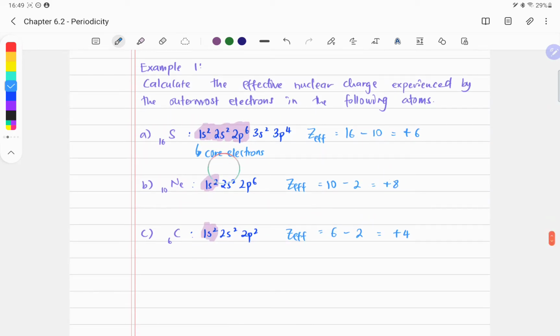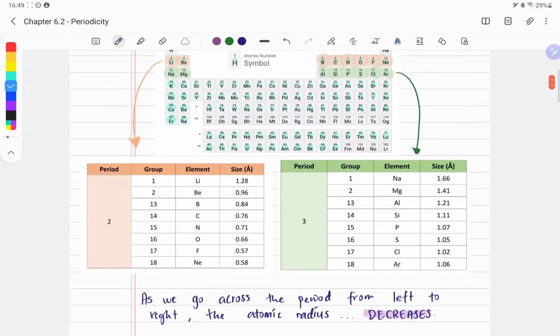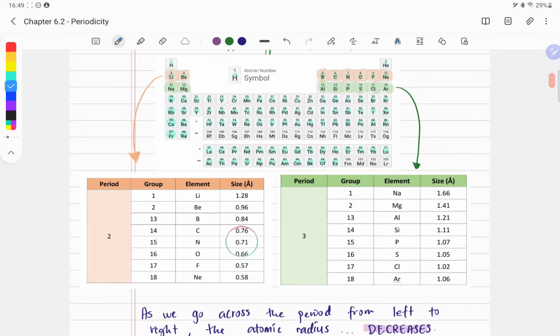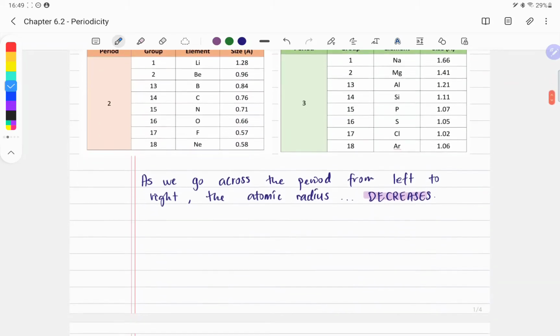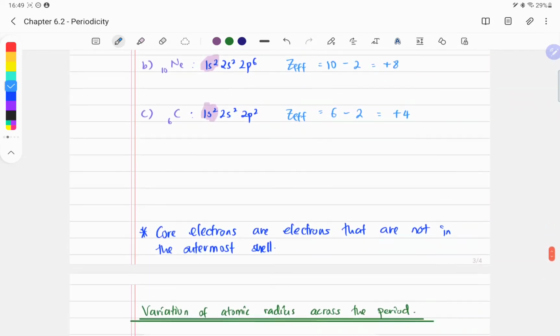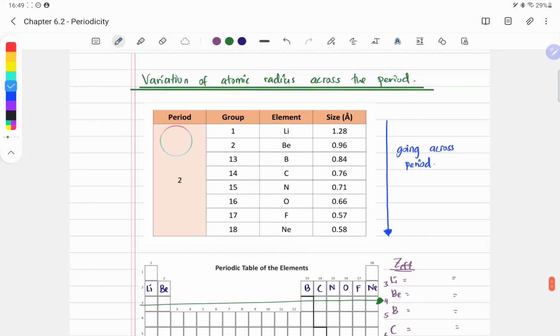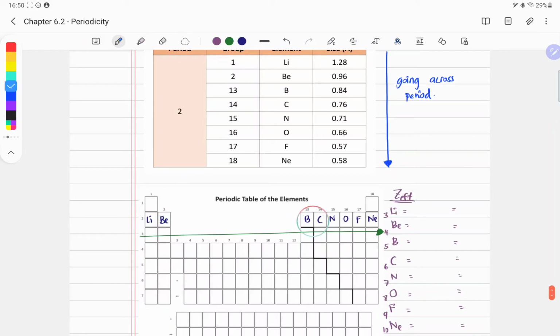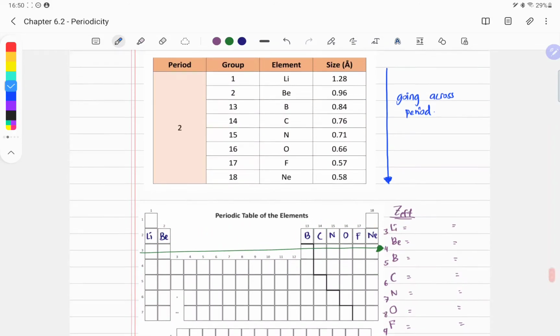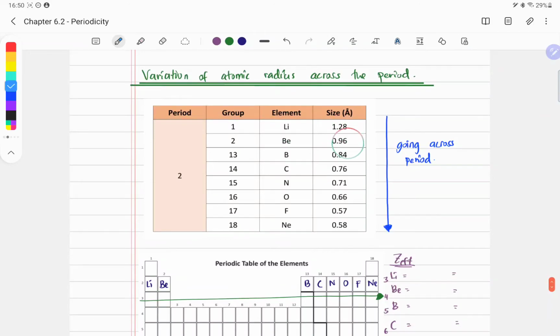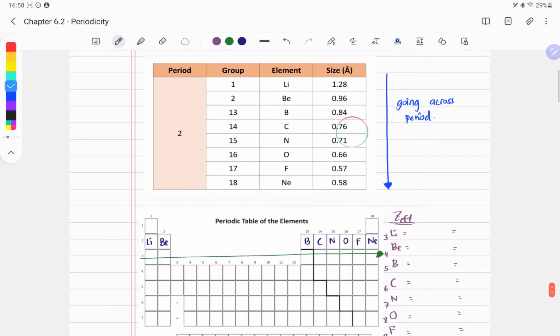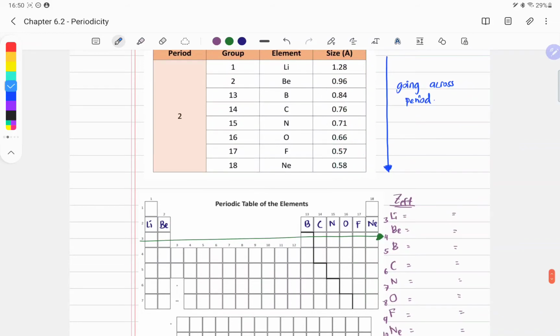Now we are going to use this information to explain the trend that we saw earlier here. Okay, so we have the trend here that we are going to explain in the next sub points. Okay, so variation of atomic radius across the period. So I'm going to take the example of period 2, because period 3 has the same explanation too. So this is from group 1 to group 18, going across the period. If we look here, from lithium to neon, from left to right, we are going to explain why the size becomes smaller. Okay, why the atomic radius becomes smaller, as we can see here.